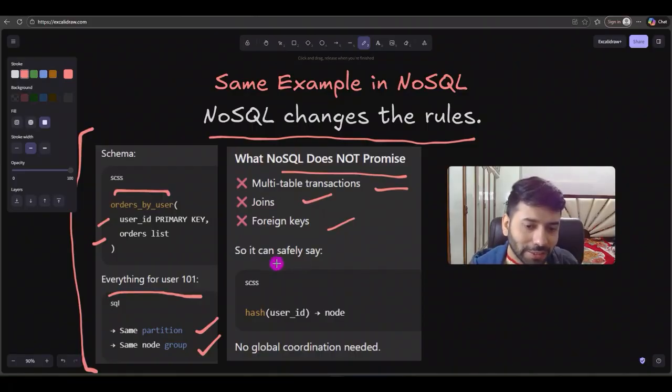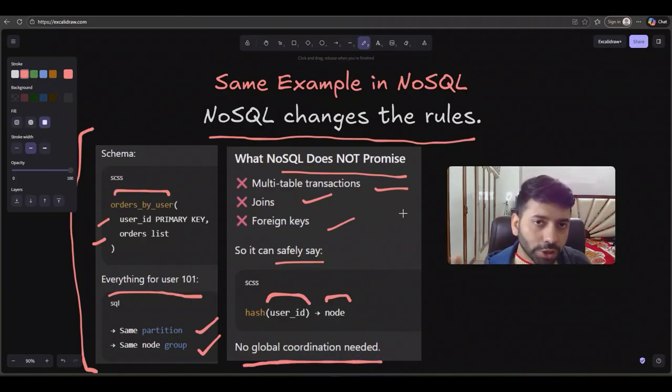So basically what it can safely do is, based on the user ID hash, it will find out the partition, and from the partition it will get the node. So no global coordination is required here. So long story short, if I have to tell you in a very simple way, why do we have different handling in SQL and NoSQL? Why does SQL handle this logic of sharding at app level whereas NoSQL handles it on DB level?